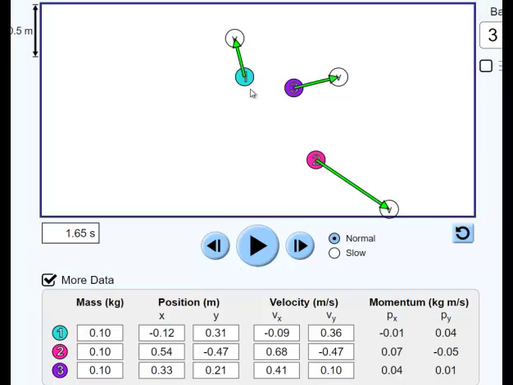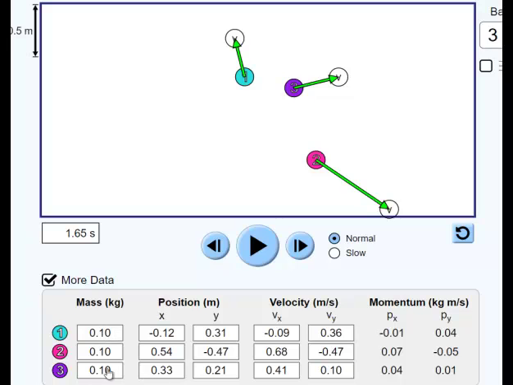And obviously we notice that one is going up and to the left. Hence we have these kinds of velocities for the blue one. For the pink one, it's going to the right and down. So we have these kinds of velocities here. And for the sort of purple or violet, it goes right and up. And so we have these kinds of velocities.